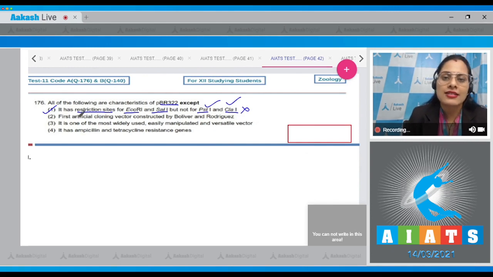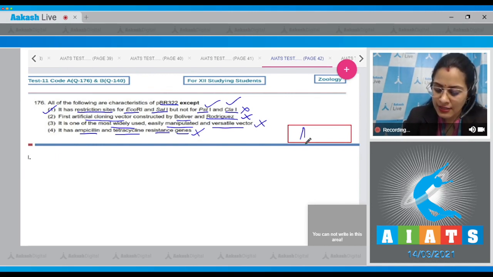The next statement is, first artificial cloning vector constructed by Bolivar and Rodriguez, is a correct statement, so cannot be a correct answer. Third statement says, it is one of the most widely used, easily manipulated and versatile vectors, is also a correct statement, a characteristic feature of PBR322, so cannot be a correct answer. And the last statement says, it has ampicillin and tetracycline resistance genes, is also a characteristic of PBR322, so cannot be a correct answer. And the correct answer to this question is option number one.